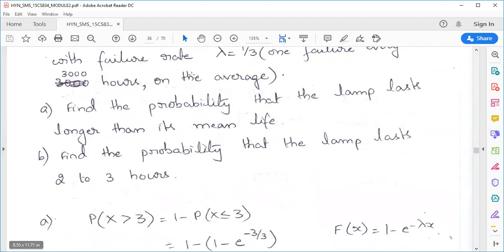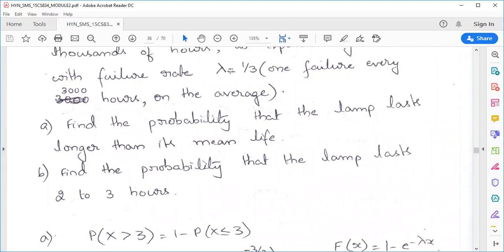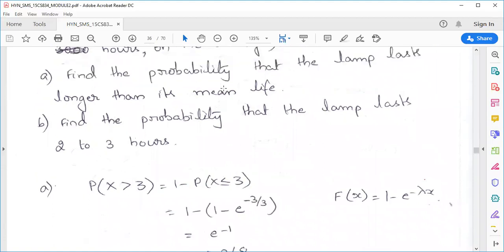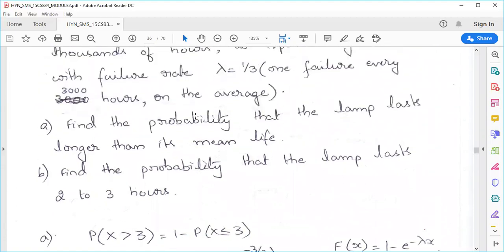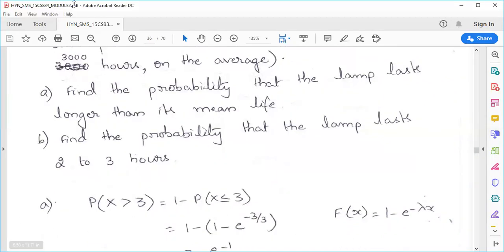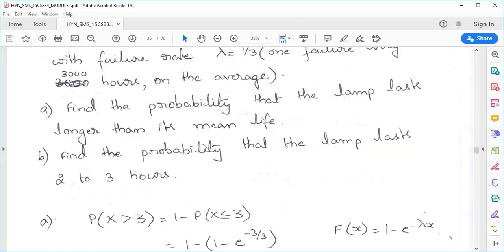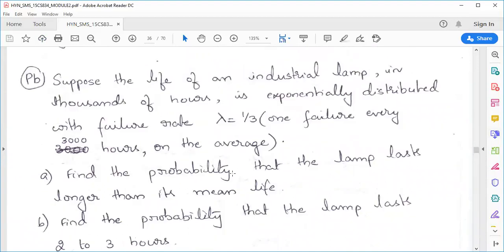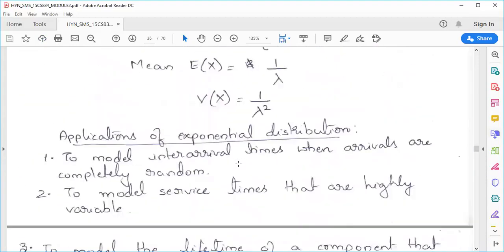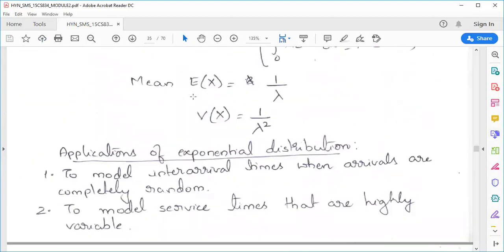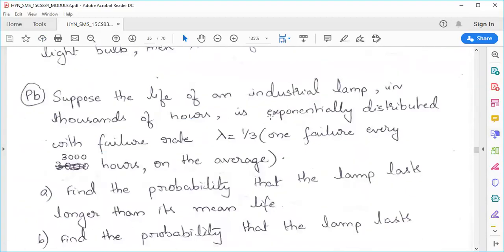For the first question, the lamp lasts longer than its mean life, right? So what is the mean life? Lambda is equal to 1 divided by 3. They have given longer than its mean life, so we have the formula for mean. The formula for mean is E of x is equal to 1 by lambda. So what I do is 1 by lambda, so 1 divided by 1 by 3.